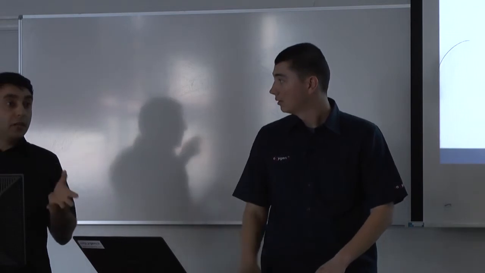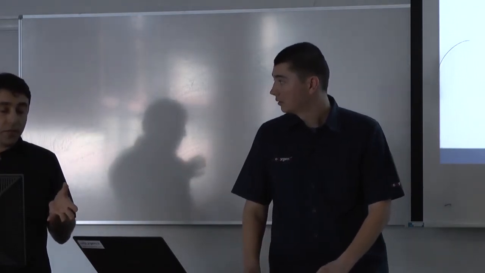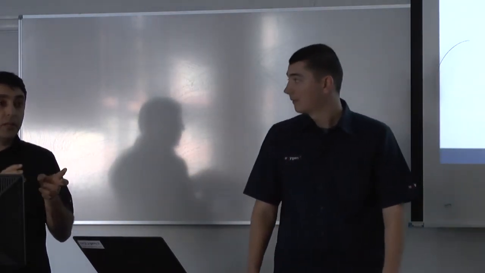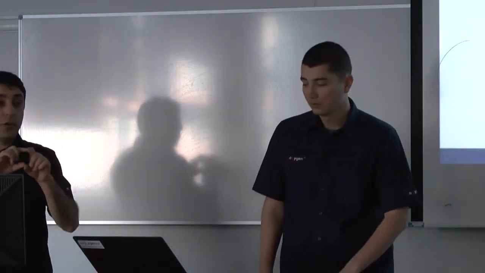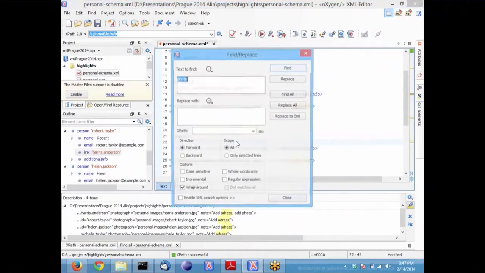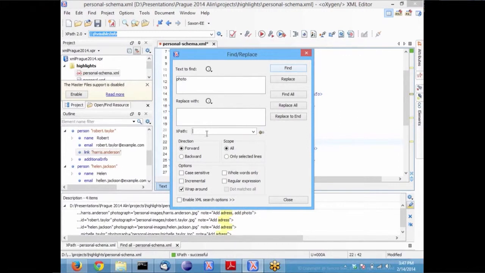The find has an XPath scope, so you can search only on a specific XPath. So when you invoke the find action, you can say find only in email. You have this field here. That's how I combine the two.